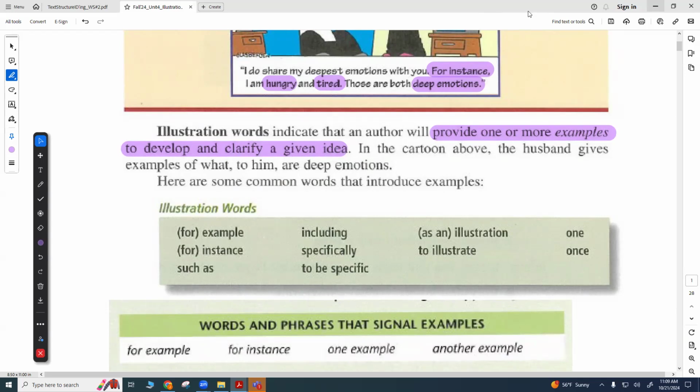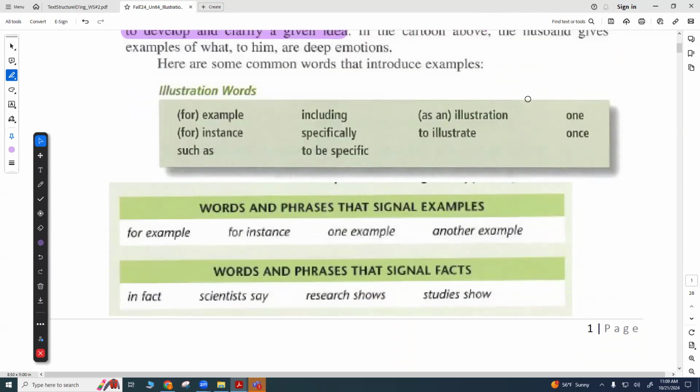I was struggling to communicate with my partner today. So most commonly we would see something like for example, for instance, such as, but you can also use words like including, specifically, or to be specific. You can use as an illustration. It might start with one example is this, another example. So once again, just being really direct.